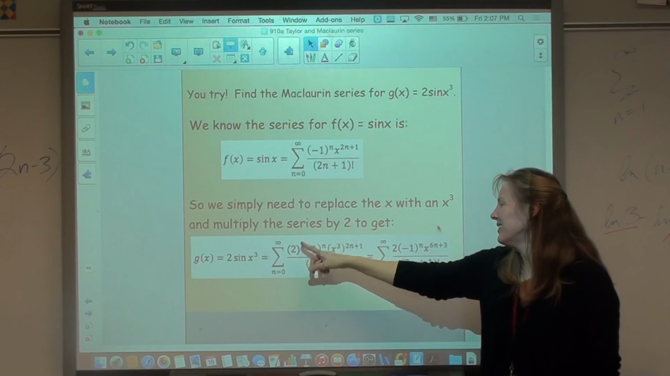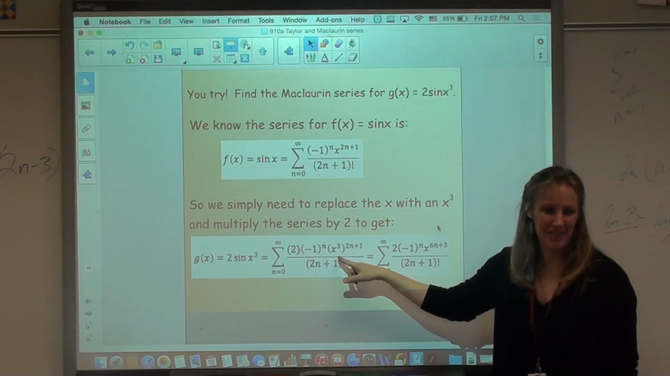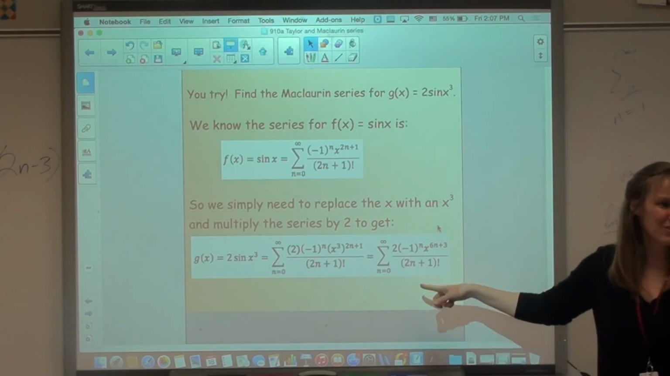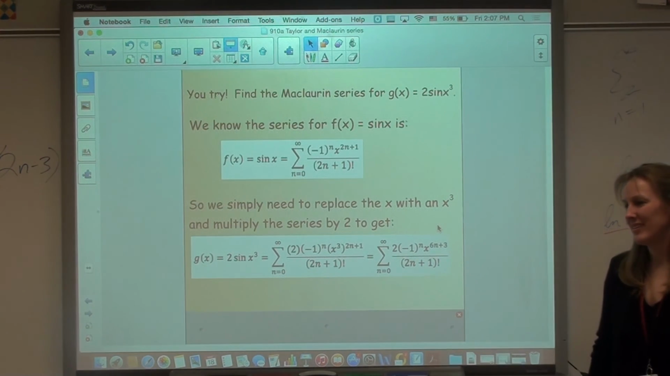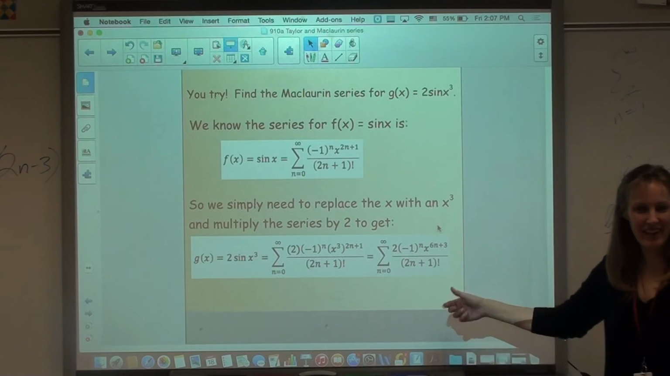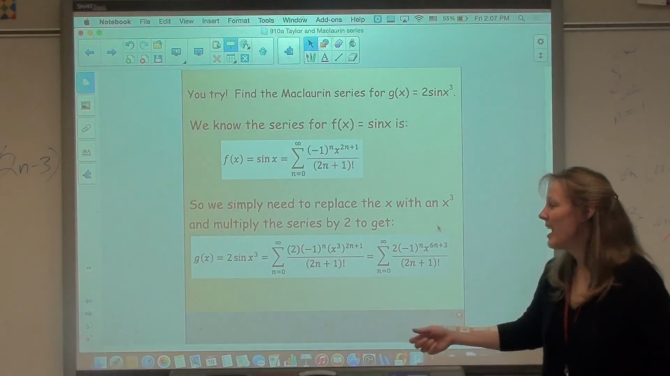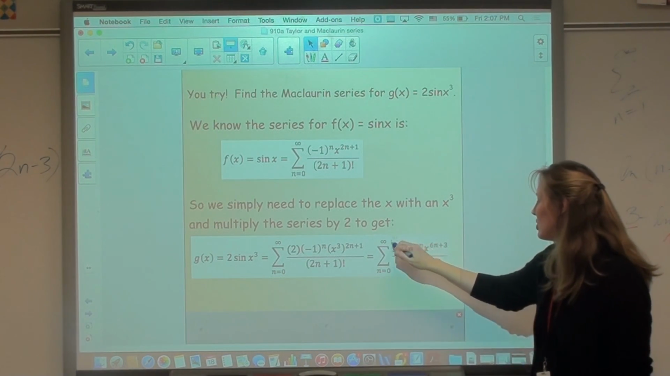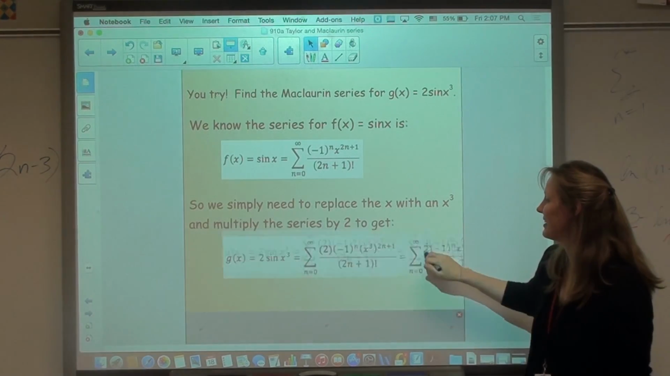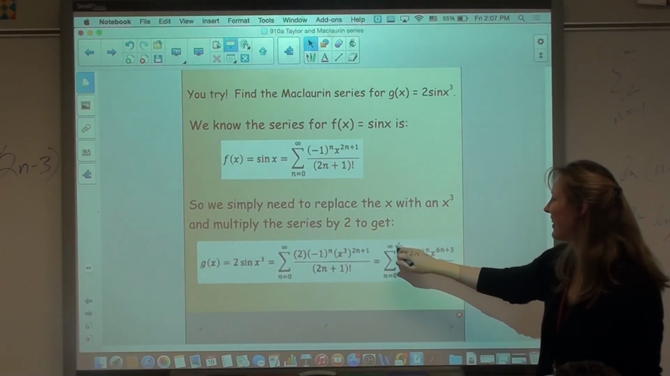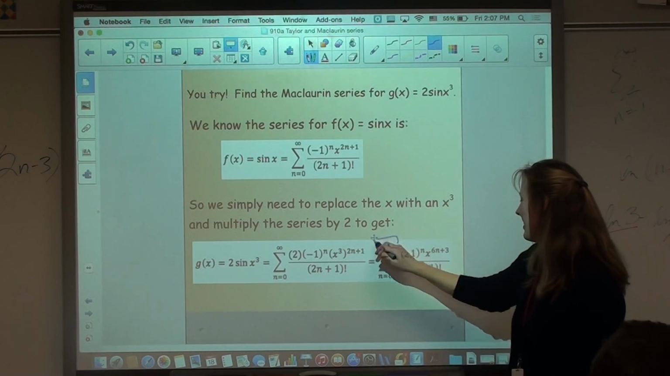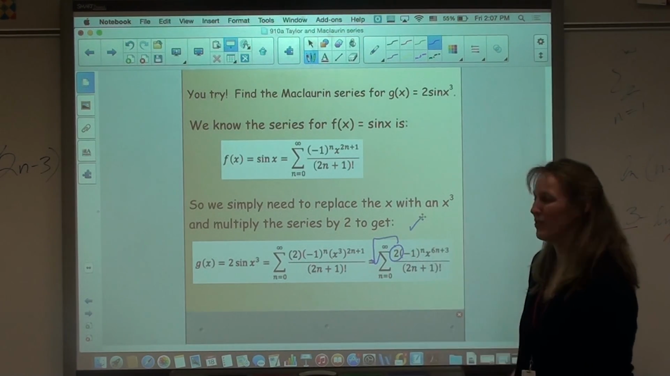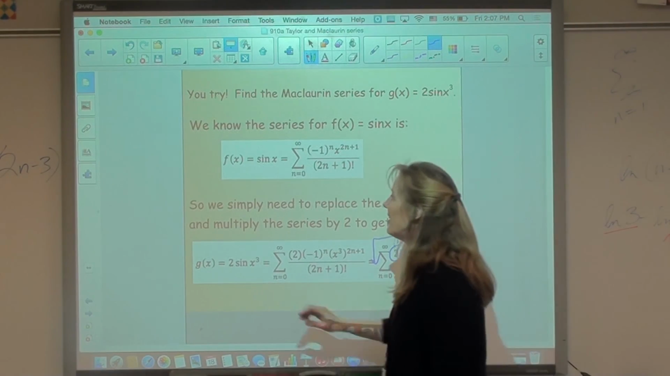So put the 2, replace the x with an x cubed. Right, multiply by 2, replace the x with an x cubed. Right? Good? Yes, you could absolutely take the 2 and put it in front, and that would be fine as well. Alright.